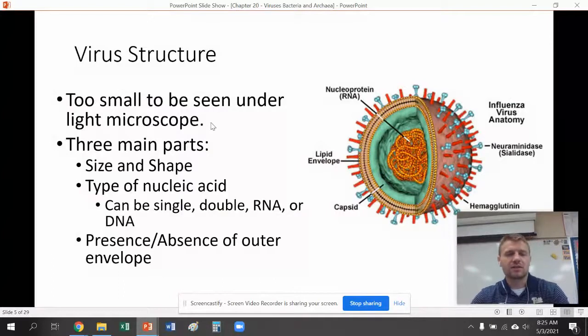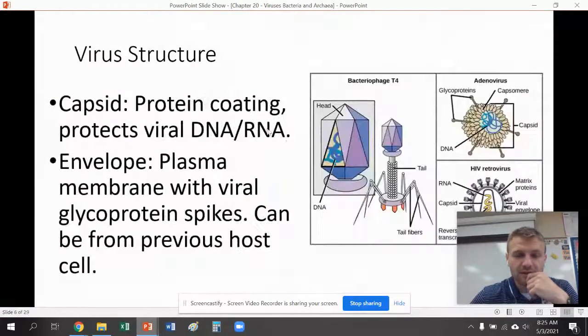So again, they're too small to be seen under a microscope. There are 3 main parts. They have the size and shape, so how big it is and what the shape is, the type of nucleic acid, whether it's single or double-stranded, or whether it's DNA or RNA, and the presence or the absence of an outer envelope. That's just the outermost portion here.